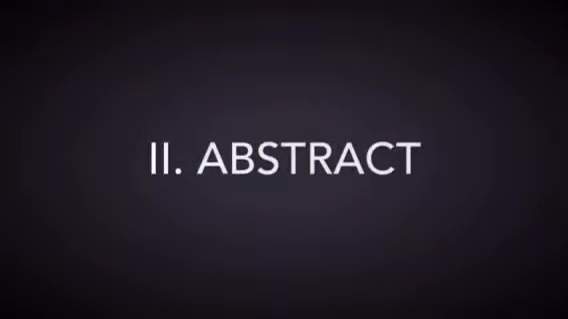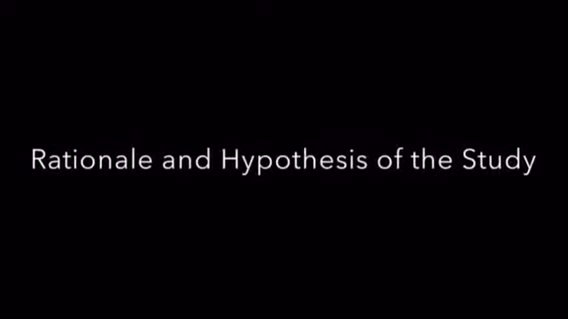The second part of the research proposal is the abstract. The abstract is a brief summary of approximately 300 words that includes the research question, the rationale of the study, and the hypothesis if there is any. It also includes main findings and the method. Descriptions of the method may include the design, procedures, the samples, and any instruments that will be used.